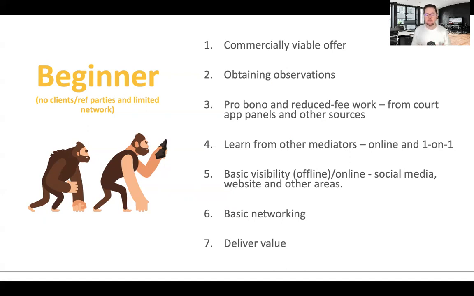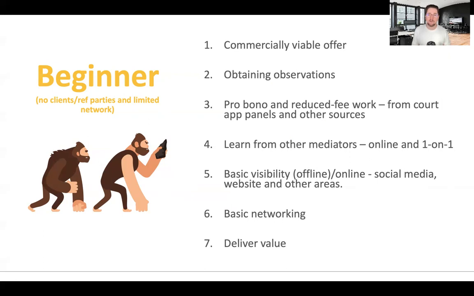Obtaining observations is more difficult for most mediators than you would think, because people aren't necessarily lining up to help you get these observations. That means that you're going to have to put in some effort here. You're going to have to reach out and talk to individuals that you don't necessarily know. It may make you feel uncomfortable, but my message to you is, this is something that you're going to have to do anyway to grow your practice. You're going to have to get comfortable with contacting people and trying to sow the seeds of business relationships. So the sooner you start with this, the better.